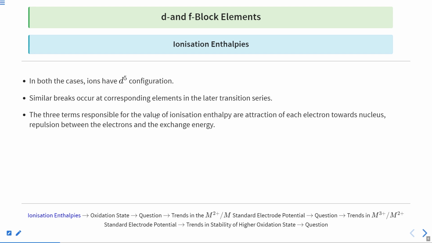The three terms responsible for the value of ionization enthalpy are attraction of the electrons towards the nucleus, repulsion between the electrons, and the exchange energy. So these are the three factors. Okay, the initial two factors are responsible for the irregular trend of the first ionization enthalpy, and the latter reason, which is exchange energy, is responsible for the anomaly found in the second and third ionization enthalpy. Is it clear?